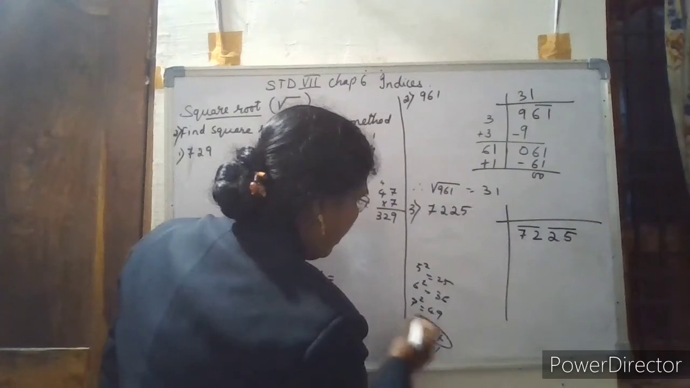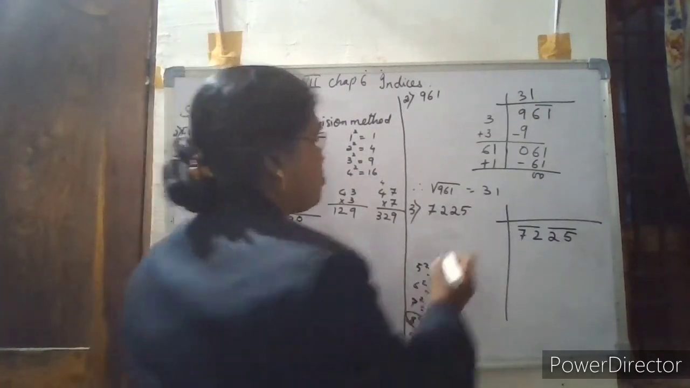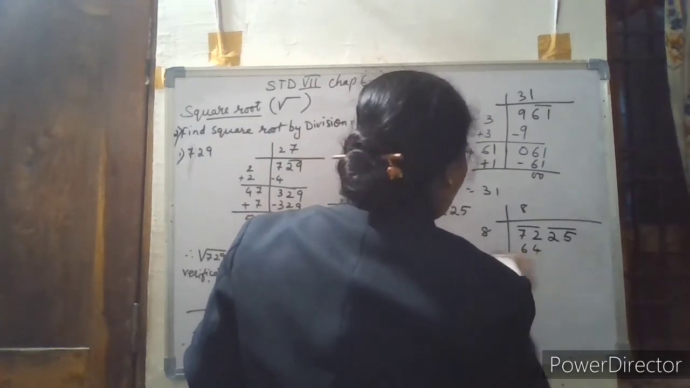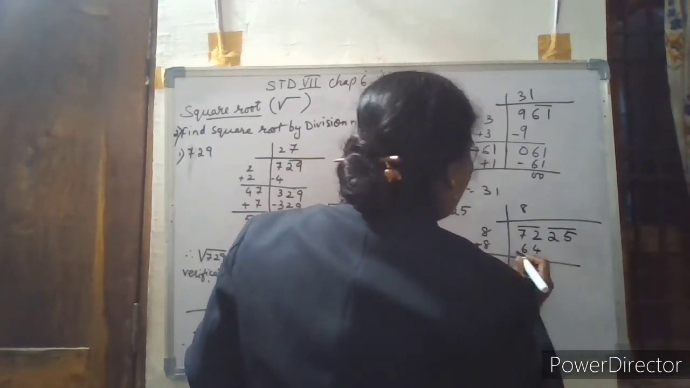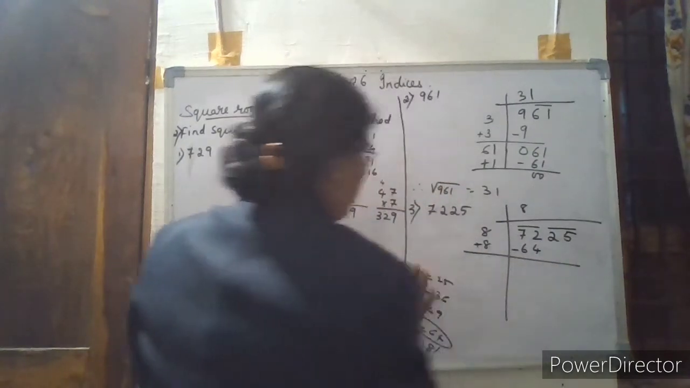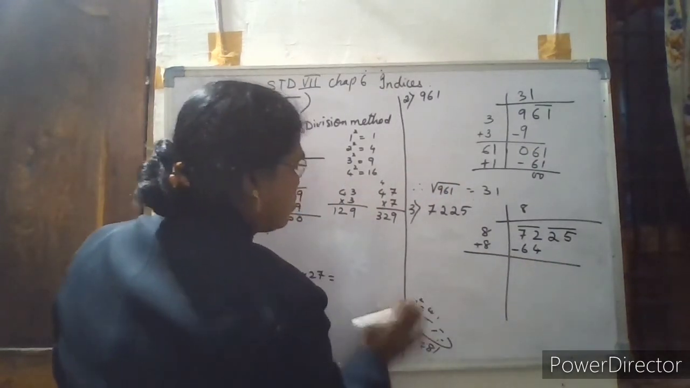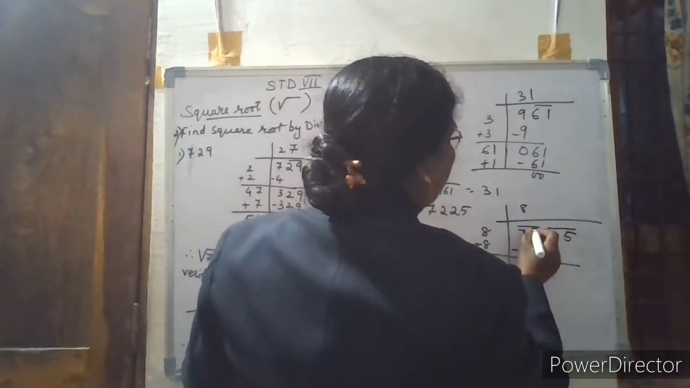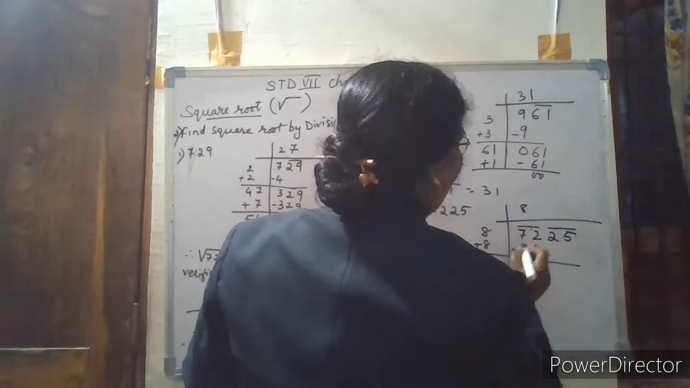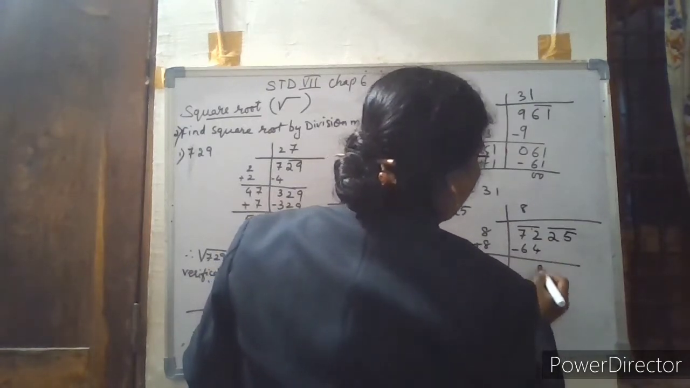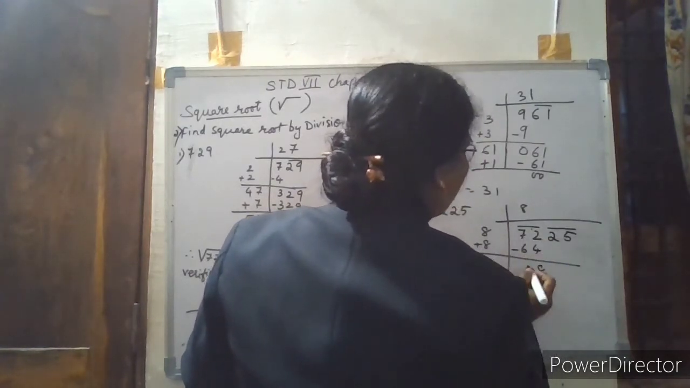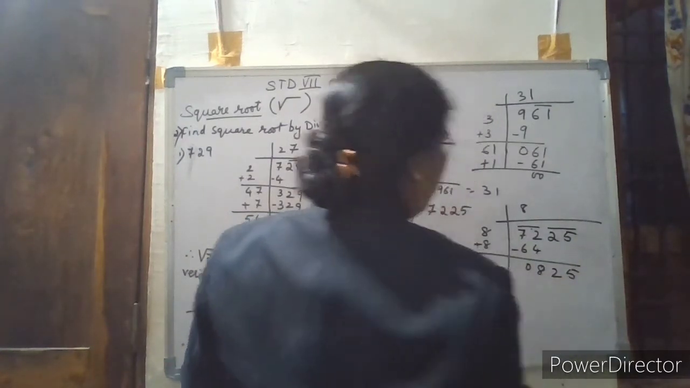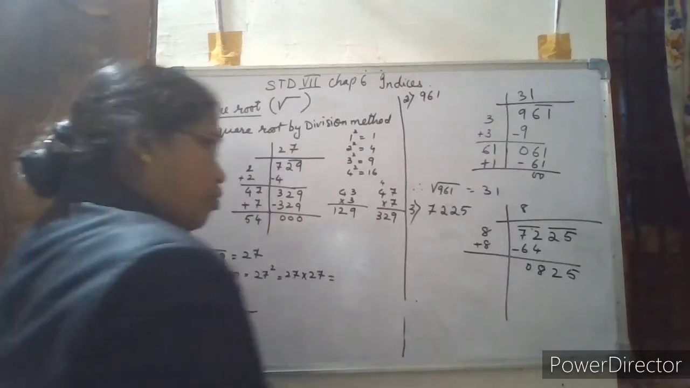That is 8 8s are 64, plus 8 you do, then minus here. Now you will get 2 minus 4, not possible. So borrow 1 here, it is 12. 12 minus 4 is 8. And this is 6. 6 minus 6 is 0. Now bring down the next two digits. It's 825 now. If I add this now, 8 plus 8 is 16.